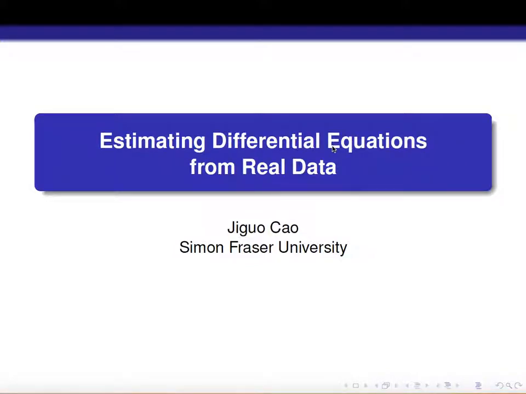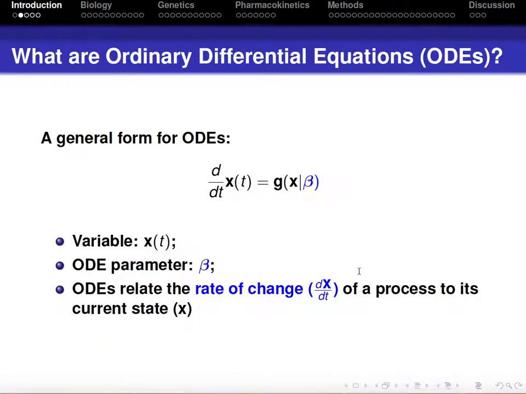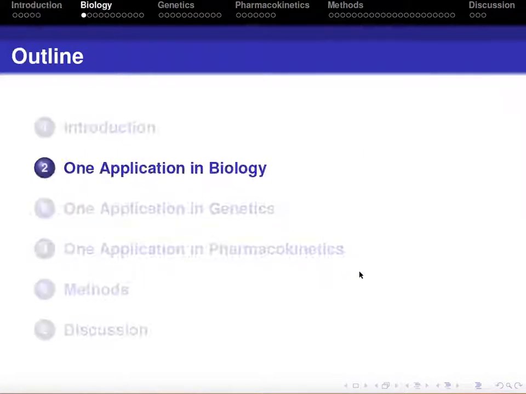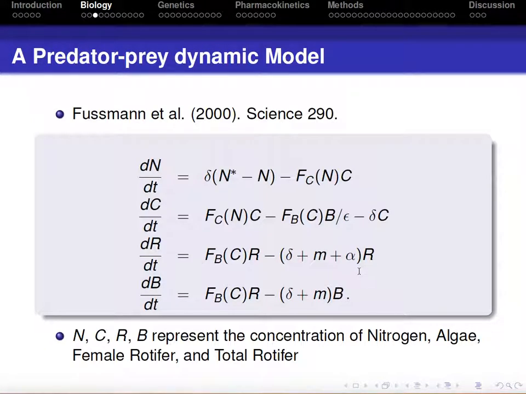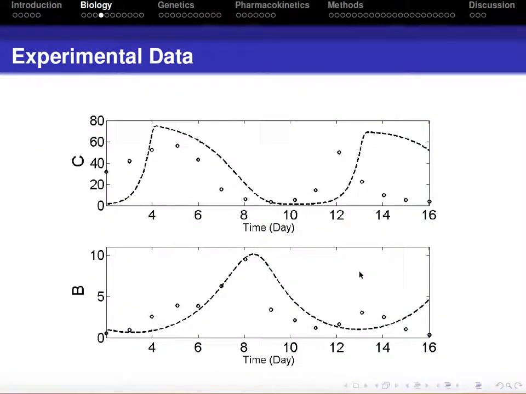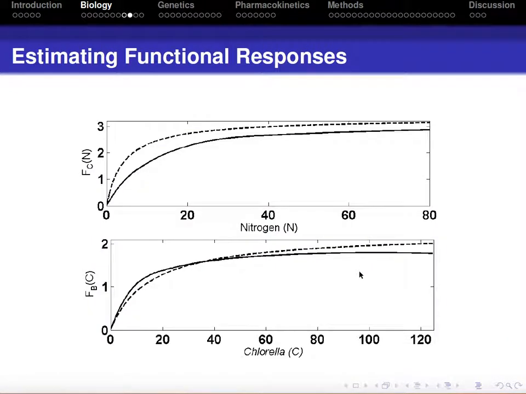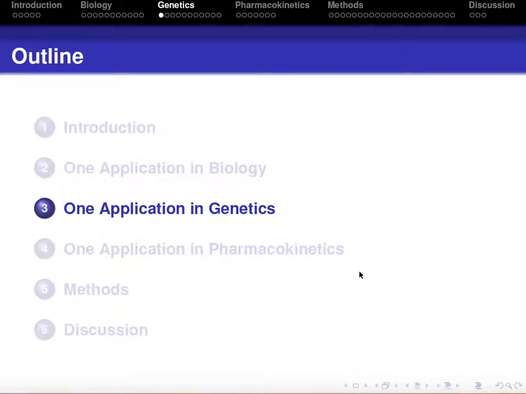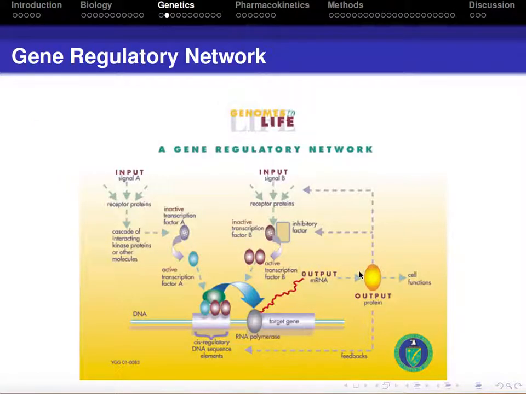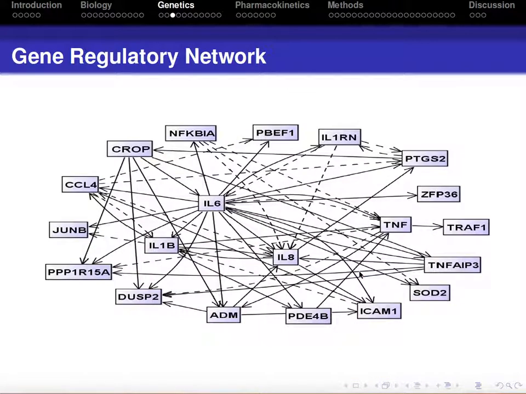So on Monday, we talked about how to estimate the parameters in differential equations from real data. I showed you what the differential equation is and one application in predator-prey systems in biology. And so we have talked about the challenging problems, and then we talked about the second application in estimating gene regulation networks.